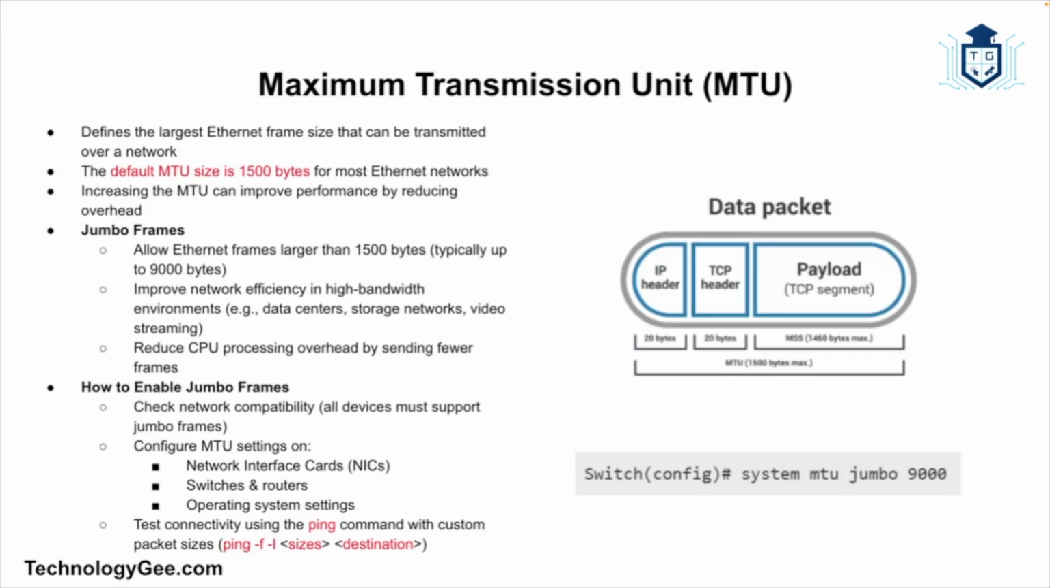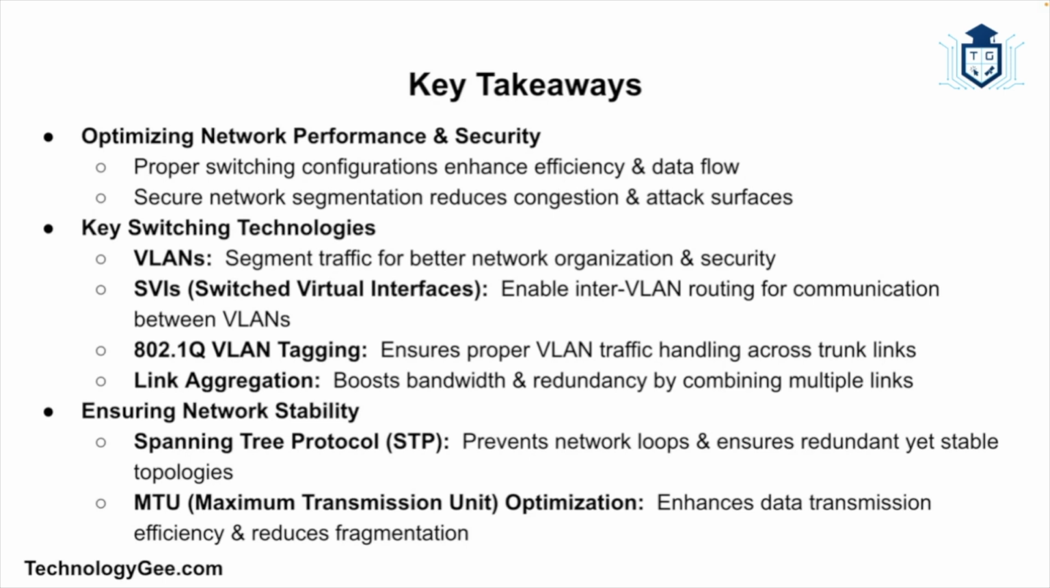All right, so let's move on and talk about maximum transmission units, or MTUs. So, MTU, this defines the maximum size of an Ethernet frame, and the default MTU is 1500 bytes, but it can be increased for performance gains. And if you do so, they're going to be called jumbo frames. Jumbo frames allow for Ethernet frames that are larger than 1500 bytes, usually up to 9000 bytes, to enhance network performance in high bandwidth environments. And if you want to enable jumbo frames on a switch, you would type in a command that looks like this right here. All right, so that was a quick class.